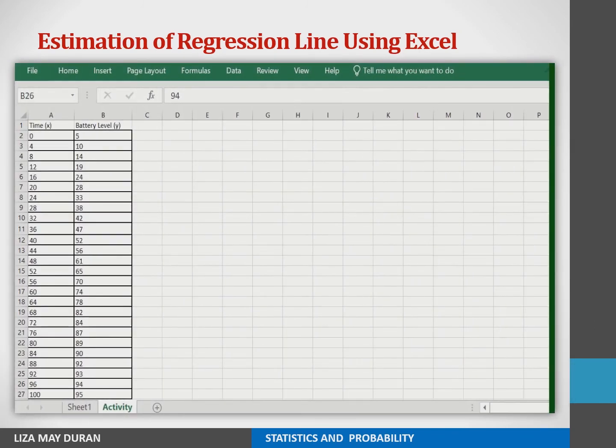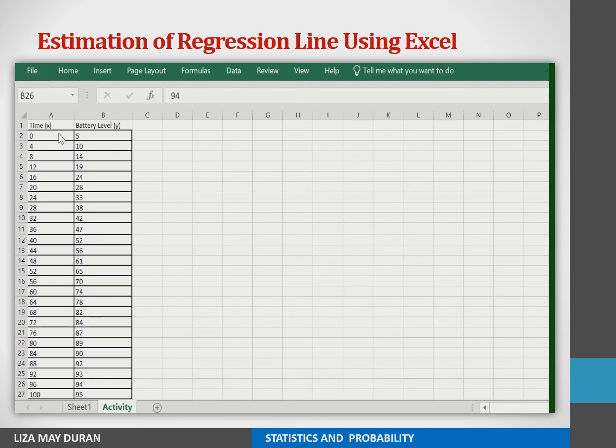Okay, so to estimate the regression line equation using Excel, all you have to do is open your Microsoft Office Excel, and then you can see the data here. Hopefully you have input the data already before you begin with the estimation. So we have the data here: time x from 0 to 100, in minutes, and the battery level from 5% to 95%.